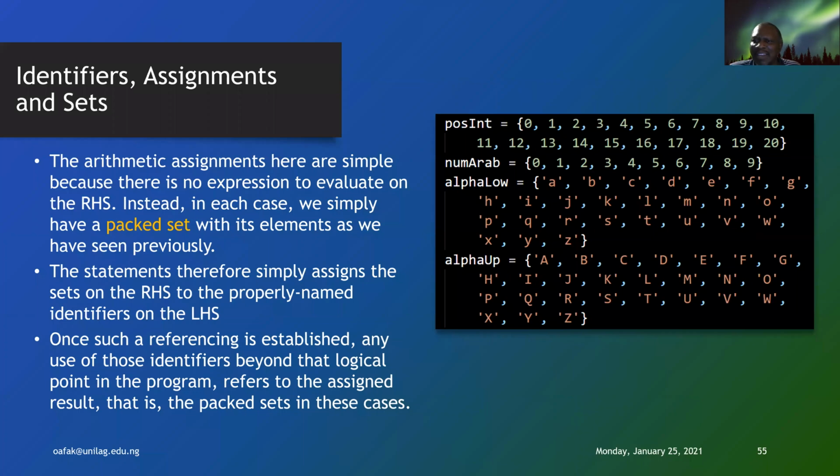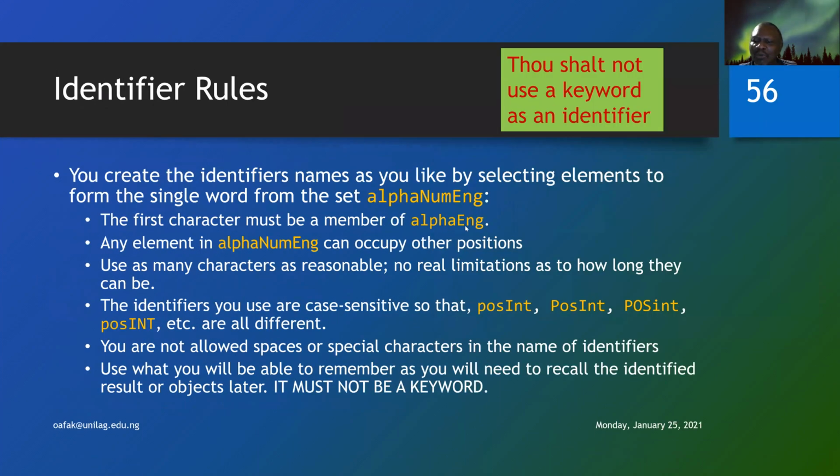So you can have an identifier. You can even say there's no identifier. That's also an identifier, as long as you obey the specific rules. So you can name anything you like, provided you don't use the name of a keyword and you follow some specific rules. So let's talk more about those rules. The first character must be a member of alpha eng. What is alpha eng?